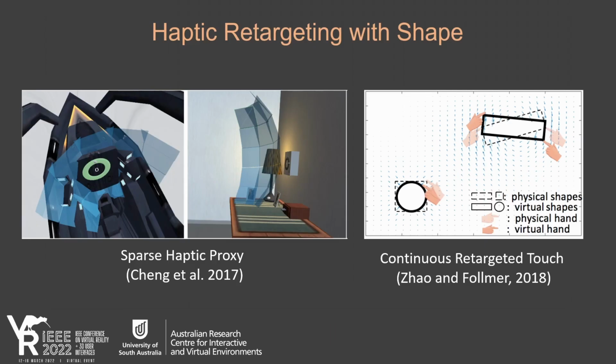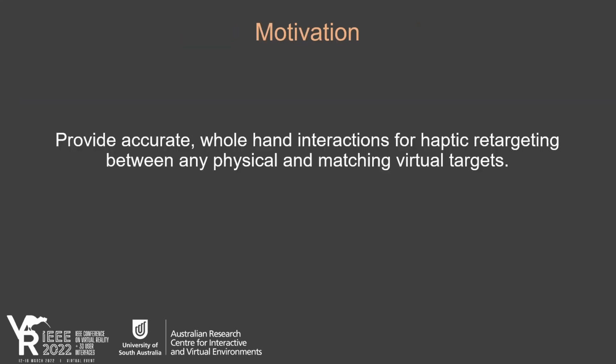Some previous research has implemented an understanding of the target shape, including the sparse haptic proxy system and Zhao and Follmer's functionally optimized method for continuous retargeting. These methods consider the shape of the target or origin. However, no previous method has considered the shape of the hand to enable interactions with any finger or any part of the hand. The motivation of this research was to explore and develop an extension to on-the-fly and other haptic retargeting algorithms that can provide accurate whole-hand interactions with retargeted proxies of any size and complexity.